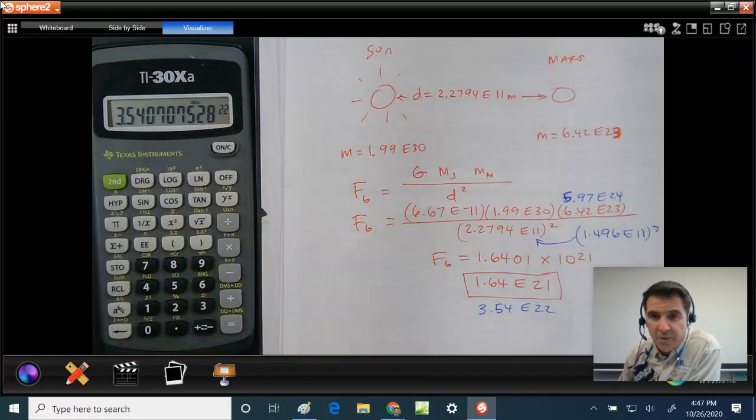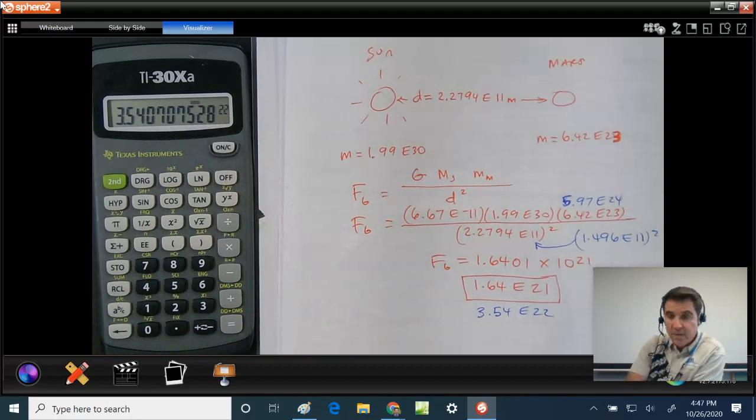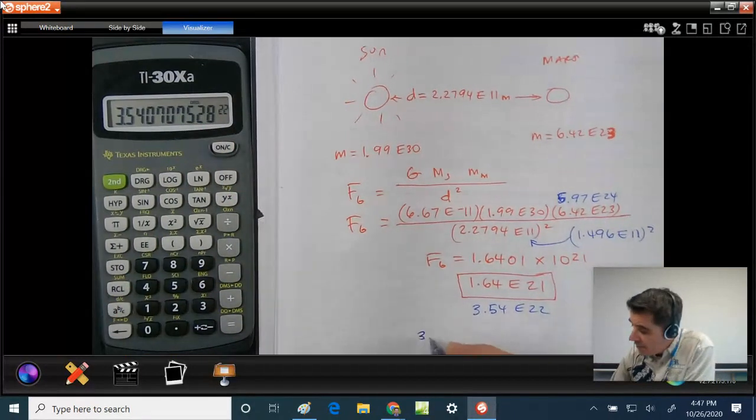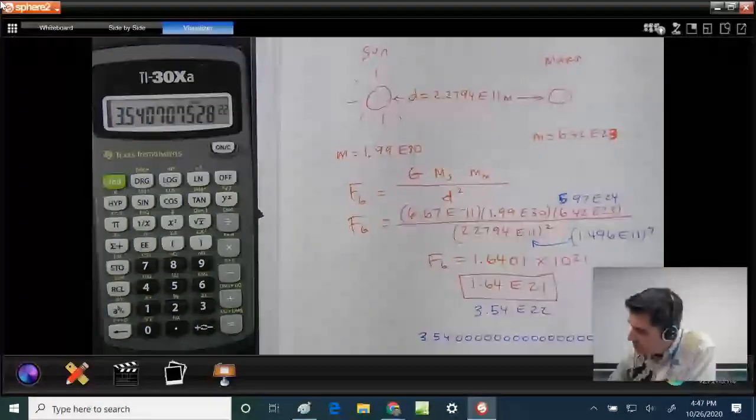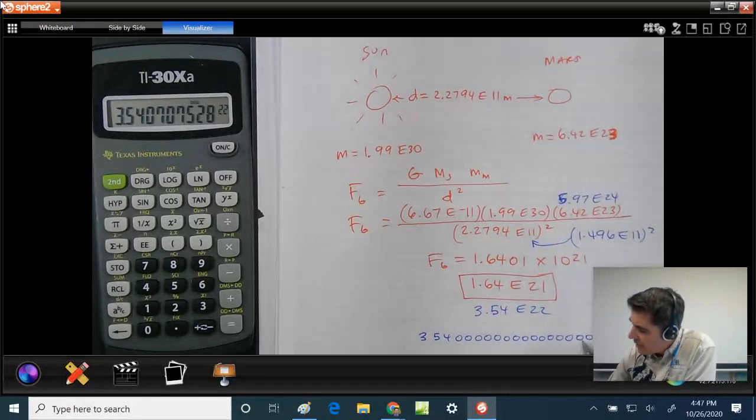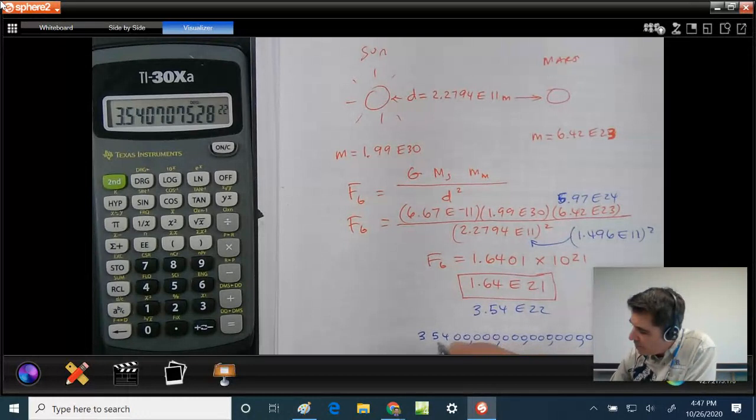This is in scientific notation. If I was to write that number out, it would be 3, 5, 4, and you move the decimal places over 1, 2, 3, 4, 5, 6, 7, 8, 9, 10, 11, 12, 13, 14, 15, 16, 17, 18, 19, 20, 21, 22, and that is newtons. If you wanted to count that out, whatever, that's a gigantic number.